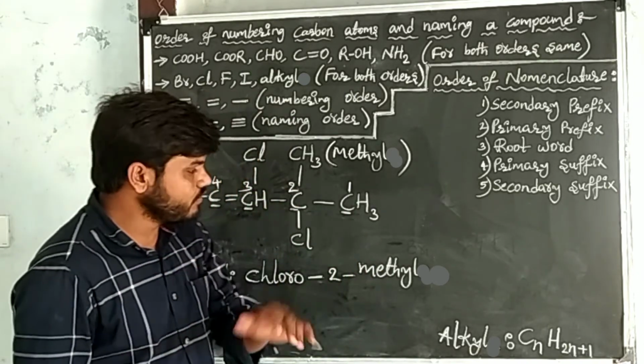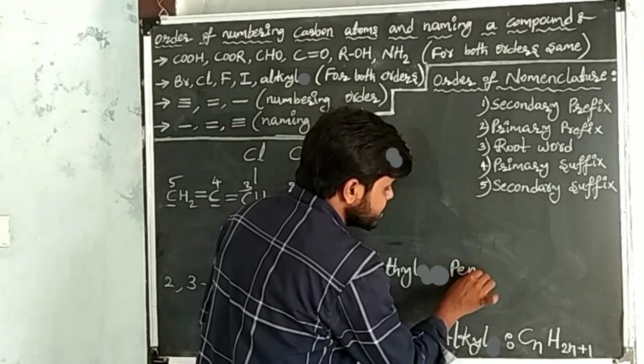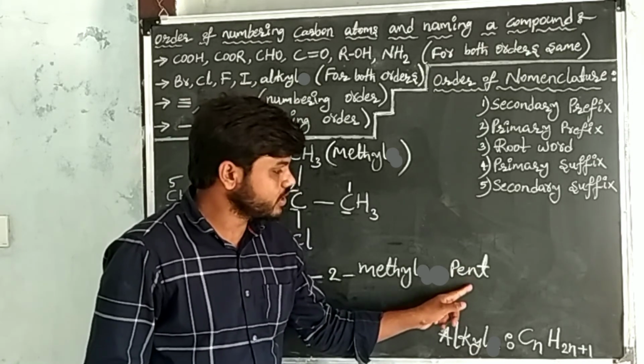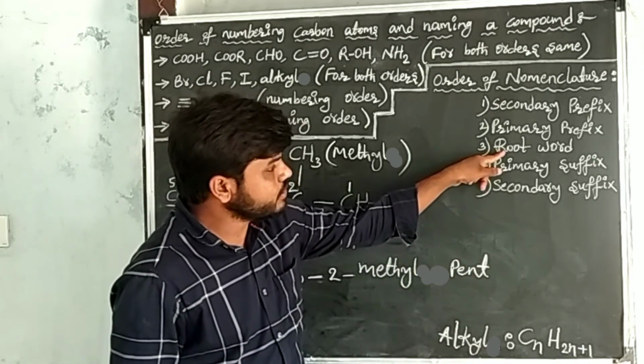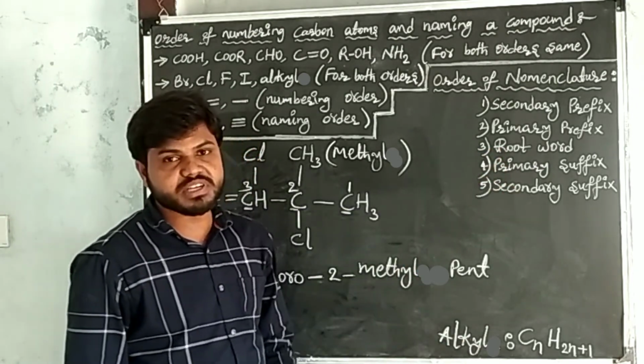Write the root word of 5 carbon atoms, that is pent. Root word completed. After writing the root word, go to the primary suffix.